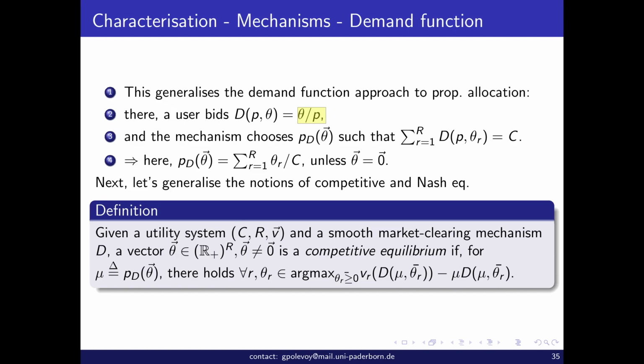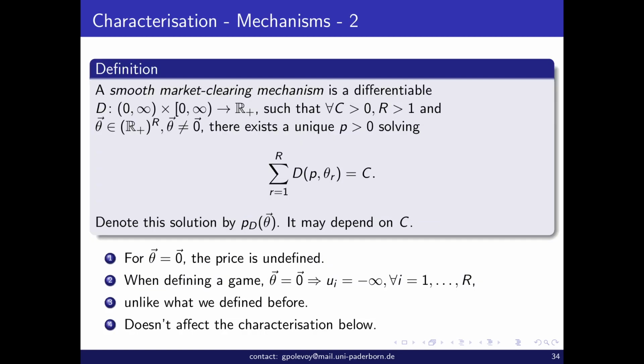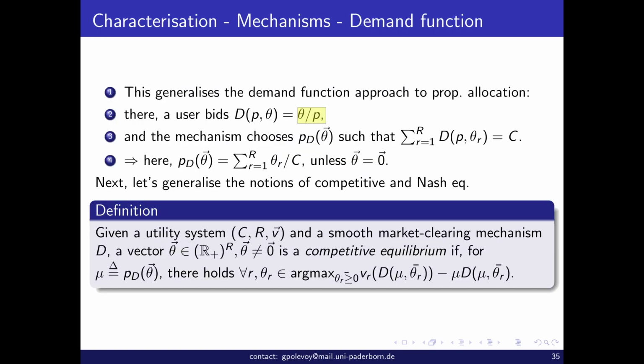Let's now generalize the notions of competitive equilibrium and Nash equilibrium. So a competitive equilibrium is generalized as follows. Given a utility system, I remind you that it's simply the divided resource, the number of players, and the vector of the values, and a smooth market clearing mechanism, which is that function D, a vector of bids, non-zero, is a competitive equilibrium for the price mu, if for the price mu under this equilibrium, the personal utility is optimized when mu is already fixed.